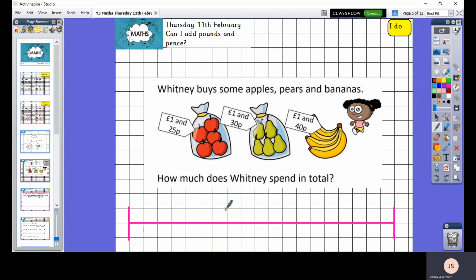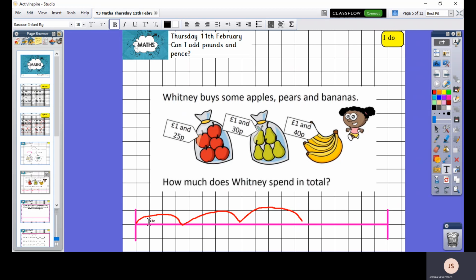So I'm going to use a number line here, and like I did before, I want to think about the pounds that I've got first. So let's deal with the pounds. At the moment, it's saying £1 and 25 pence for the apples, £1 and 30 pence for the pears, and £1 and 40 pence for the bananas. So that's 3 whole pounds that I've got to begin with. So 1, 2, and 3. So I can say add £1 here.